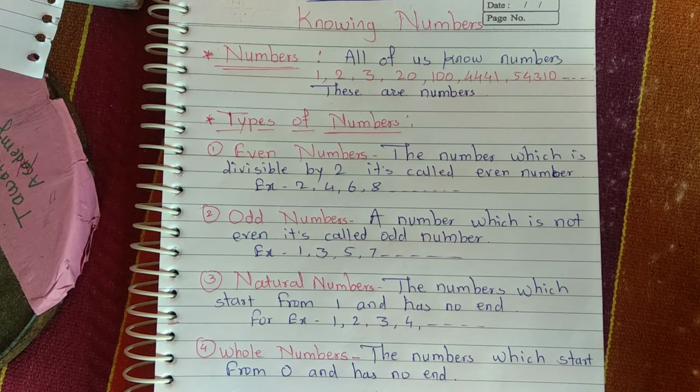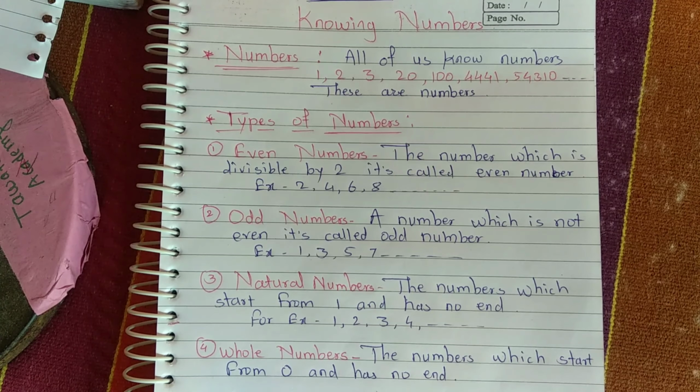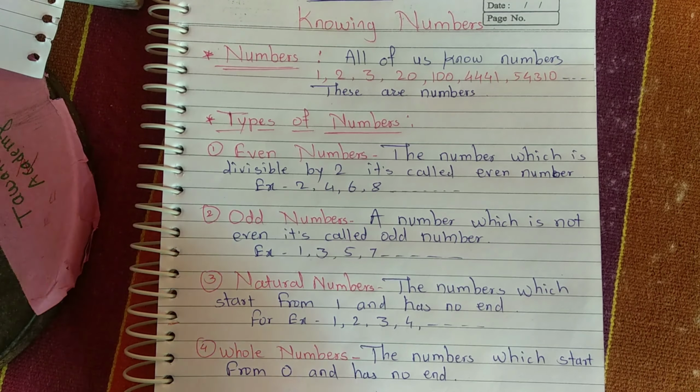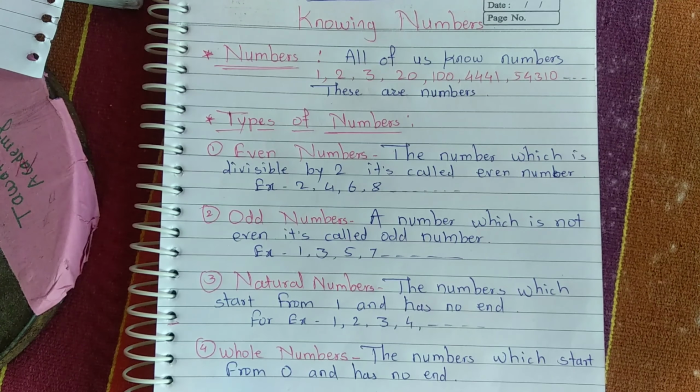Now next type is natural numbers. The numbers which start from 1 and have no end. For example, 1, 2, 3, 4, 5, 6 up to infinity. Next, whole numbers. The numbers which start from 0 and have no end. For example, 0, 1, 2, 3, 4, 5 up to 100.